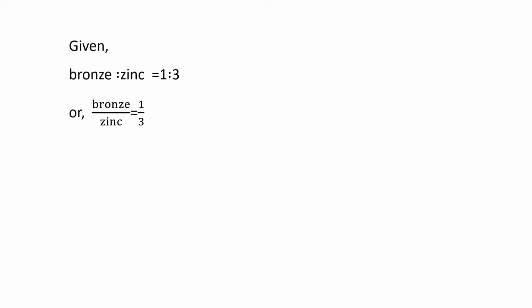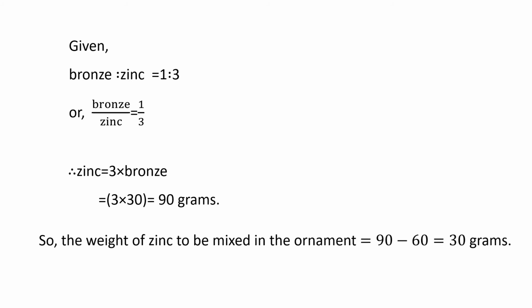This is question number C, by the way. The ratio of bronze and zinc is to be made 1:3. That means bronze over zinc is 1/3. That means the quantity of zinc is 3 times the quantity of bronze, and the quantity of bronze is 30 grams from the previous slide, right? So 3 times 30 equals 90 grams. And from the previous slide we have the quantity of zinc as 60, right? So the weight of zinc to be mixed is 90 minus 60, and it is 30 grams.